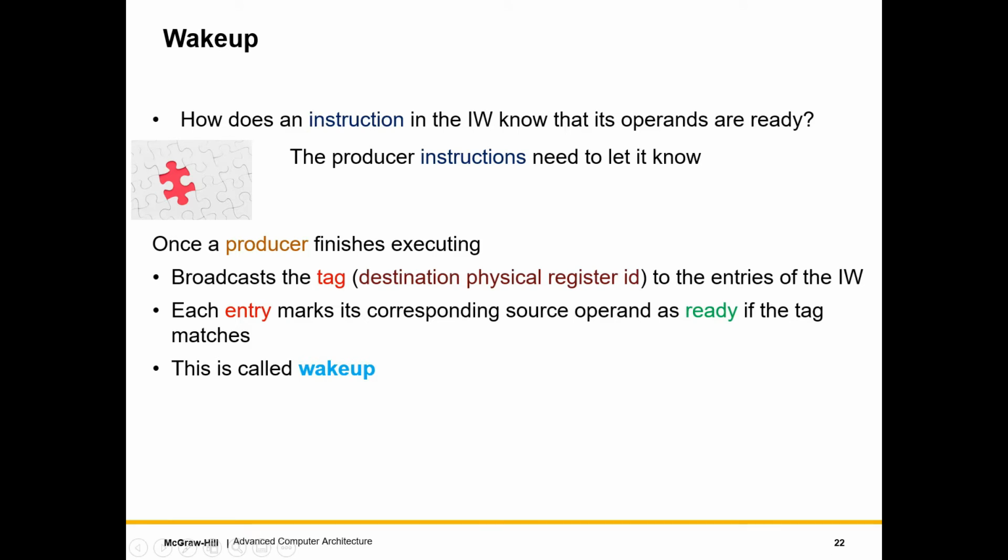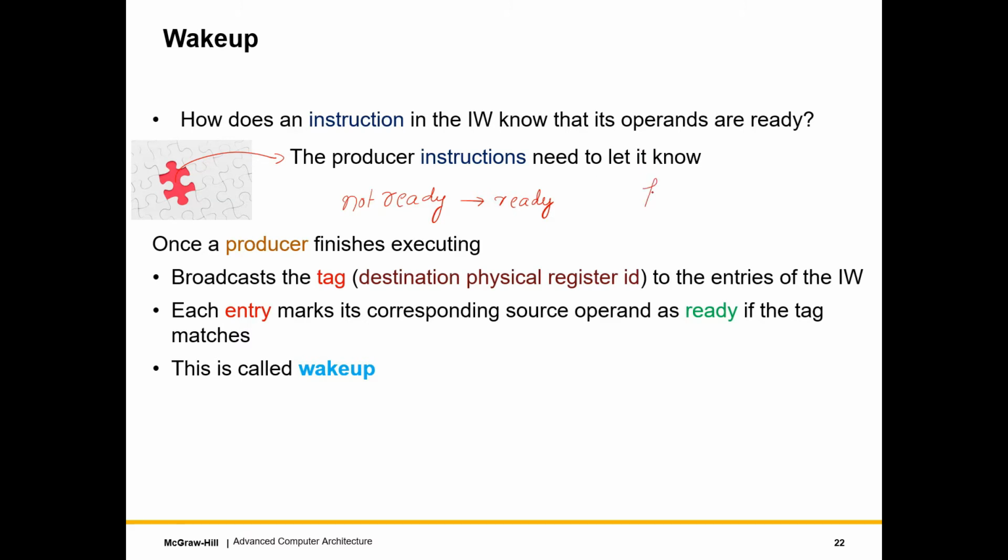So some of the key questions that we need to answer over here is that consider an instruction in the instruction window that does not have one of its operands ready. So how does it know that one of its operands has become ready? So the question here is, how do we make a not-ready to ready transition? Somebody needs to let it know. Who lets it know? Well, the solution to the puzzle is that the producer instructions that are producing the value need to let it know.